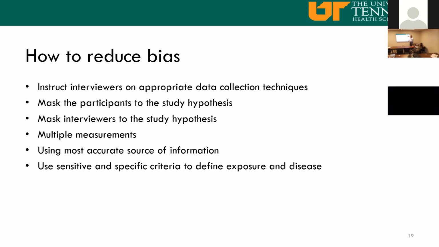If you are measuring exposure, as in cohort studies, usually the measurement is taken at the beginning. If you don't measure again and take an average, you can introduce certain bias. So try to make multiple measurements. Use the most common accurate source of information. And sometimes family members and proxies might provide information. It's better to collect data from the participants themselves rather than from proxies to get more accurate information. And use sensitive and specific criteria to define exposure and disease.